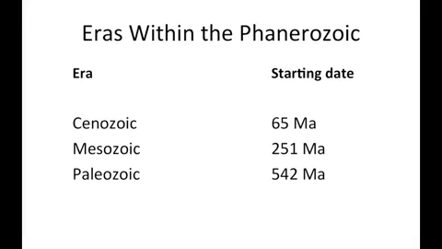At the beginning of the Phanerozoic, 542 million years ago, we have the Paleozoic. The Paleozoic lasted until about 250 million years ago when the Mesozoic started. And then finally, the 3rd era is the Cenozoic. This is 65 million years ago. And you may recognize 65 million years ago as the time at which the dinosaurs went extinct.